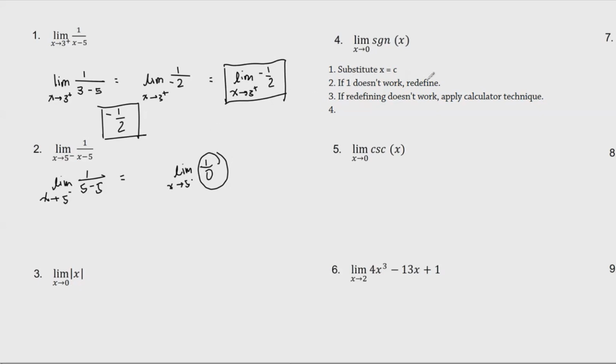If 1 doesn't work, redefine. We need to redefine this equation. But redefining would mean that we need to apply conjugate properties or cancel out some factors if we have. But in this case, can you cancel something out here like factors? You can't do anything about it since this is already in linear form. So with that, number 2 doesn't work. So we proceed with number 3, apply calculator technique.